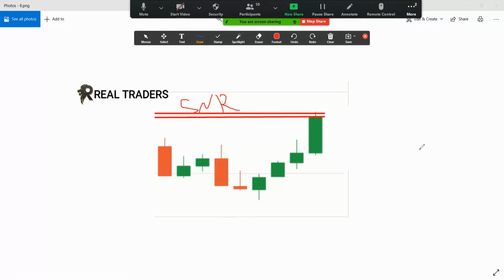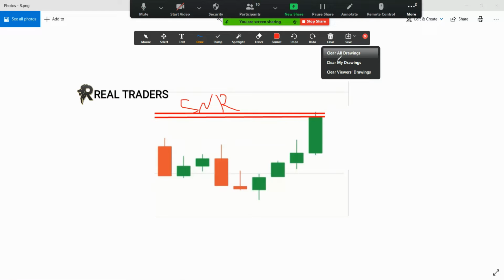Yes, very good. What about the others? I will go for sellers. Okay, why? Because compared to the other three candles, it's a big candle and it's a sign for the sellers. Yes, very good, very good.